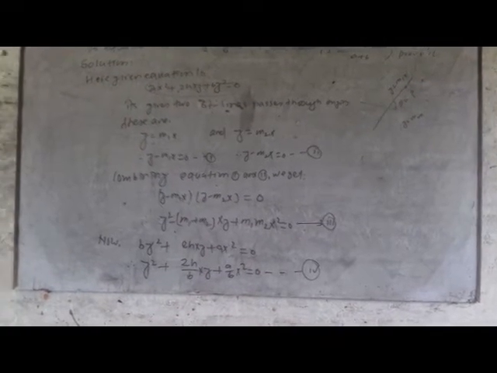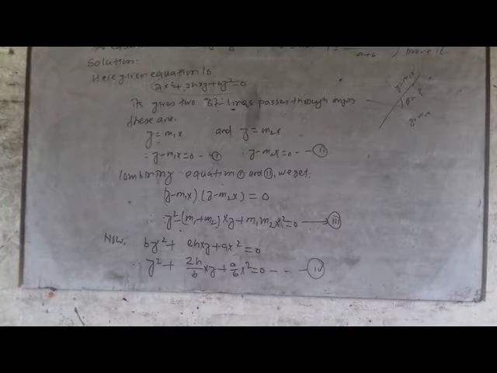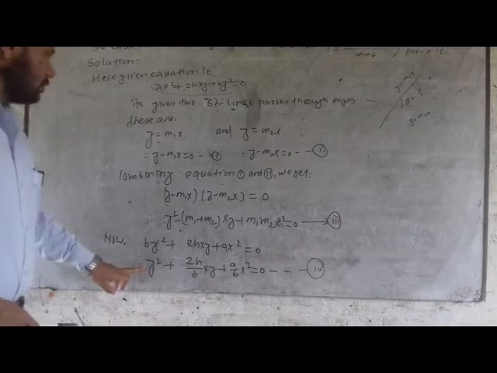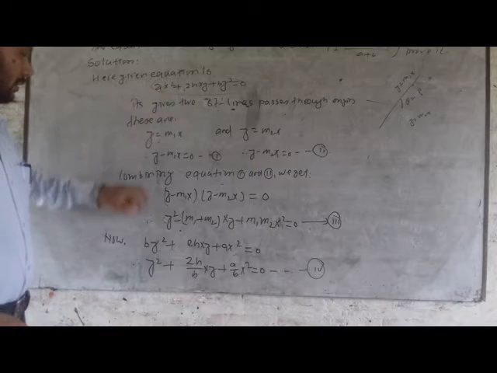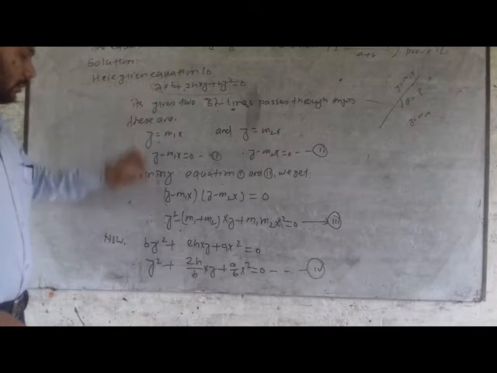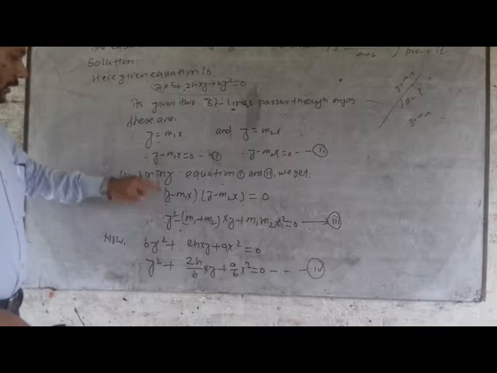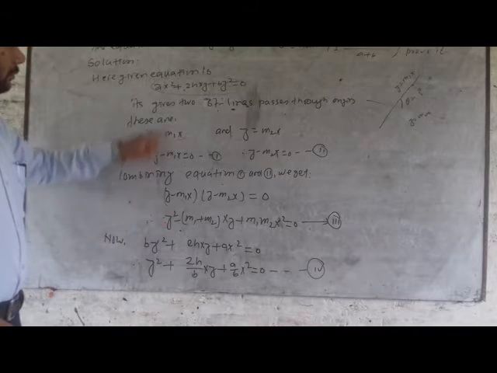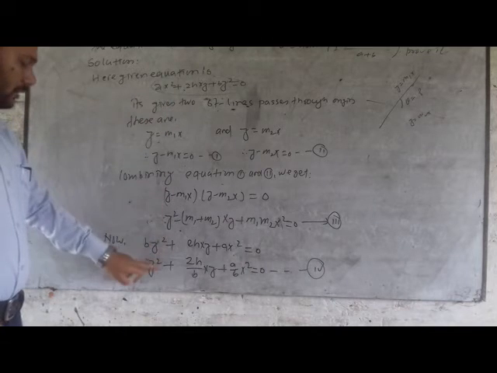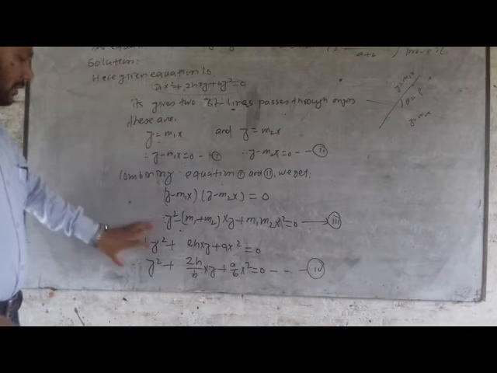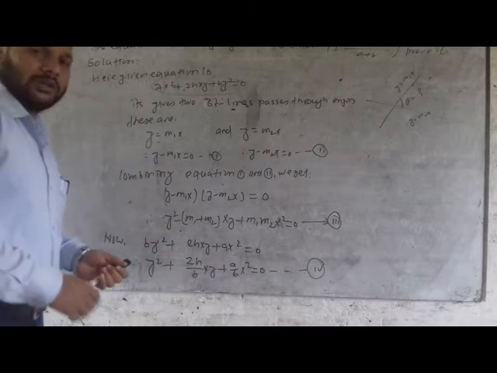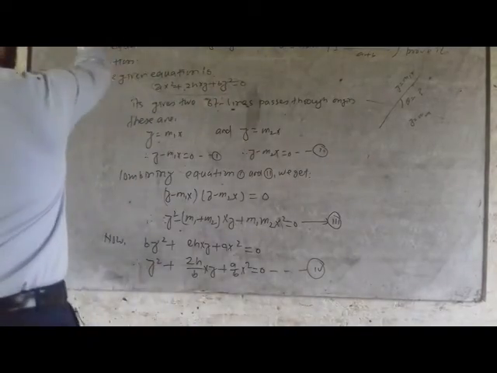And now look here. This equation comes from here, and this equation also comes from here. So both are the same equation. Listen here, both are the same, so we can easily equate their coefficients. Now I am going to write. Look here.